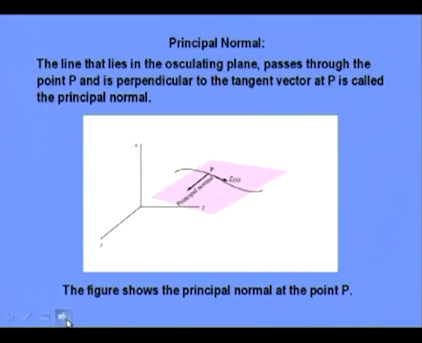Now, we define the principal normal. The line that lies in the osculating plane, passes through point P and is perpendicular to the tangent vector at P is called the principal normal. Now, in this case, this is a unit tangent vector, then this is the principal normal.